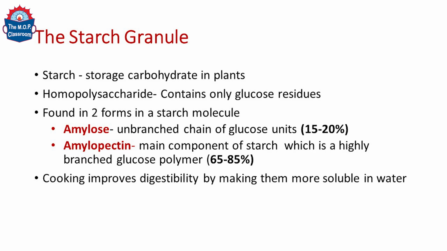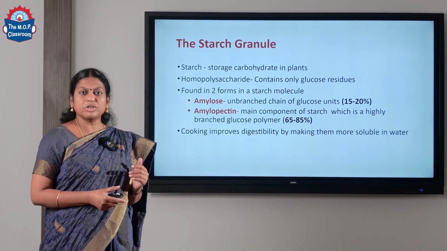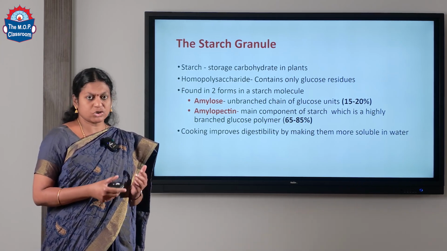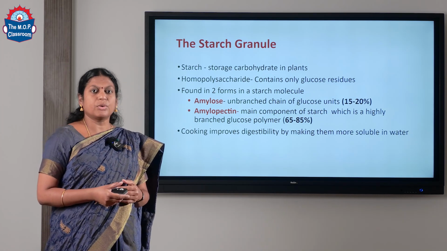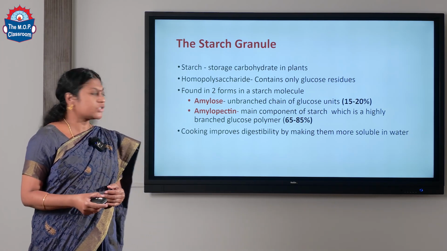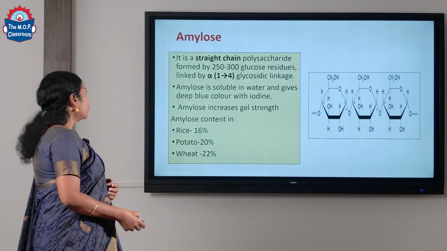Amylose is an unbranched chain of glucose units, and around 15 to 20% of the starch component is made up of amylose. When we talk about amylopectin, it is a main component in starch and it is a branched chain polymer. 65 to 80% of the starch is made up of amylopectin, and all of us know that cooking improves the digestibility of starch by making it more soluble.